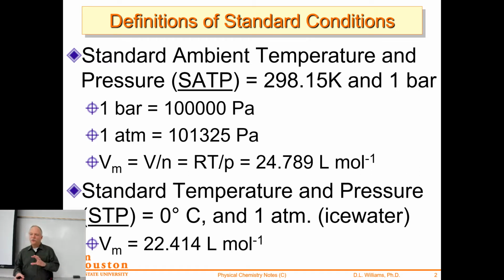Okay, so just to refresh your memory, we have different standard conditions. So standard ambient temperature and pressure would be 298 Kelvin and 1 bar. Whereas standard temperature and pressure for gases was 0 C and 1 atmosphere. So essentially ice water. So it was really easy for us to get those standard temperature and pressure conditions in the past. We just had to put things in an ice bath.